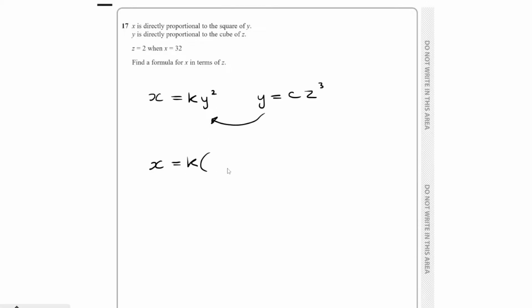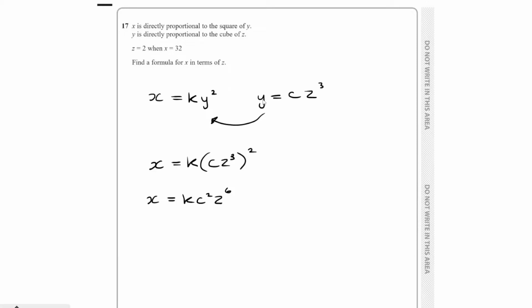So you get k, and then in brackets you get c z cubed, squared, and if I expand that I get k c squared, z to the power 6. I know you could technically put c at the front, but it doesn't really matter. Obviously, the problem with this is that I don't want k and c in the end. And I haven't used my numbers yet, so there's obviously a point to why they gave us the numbers.